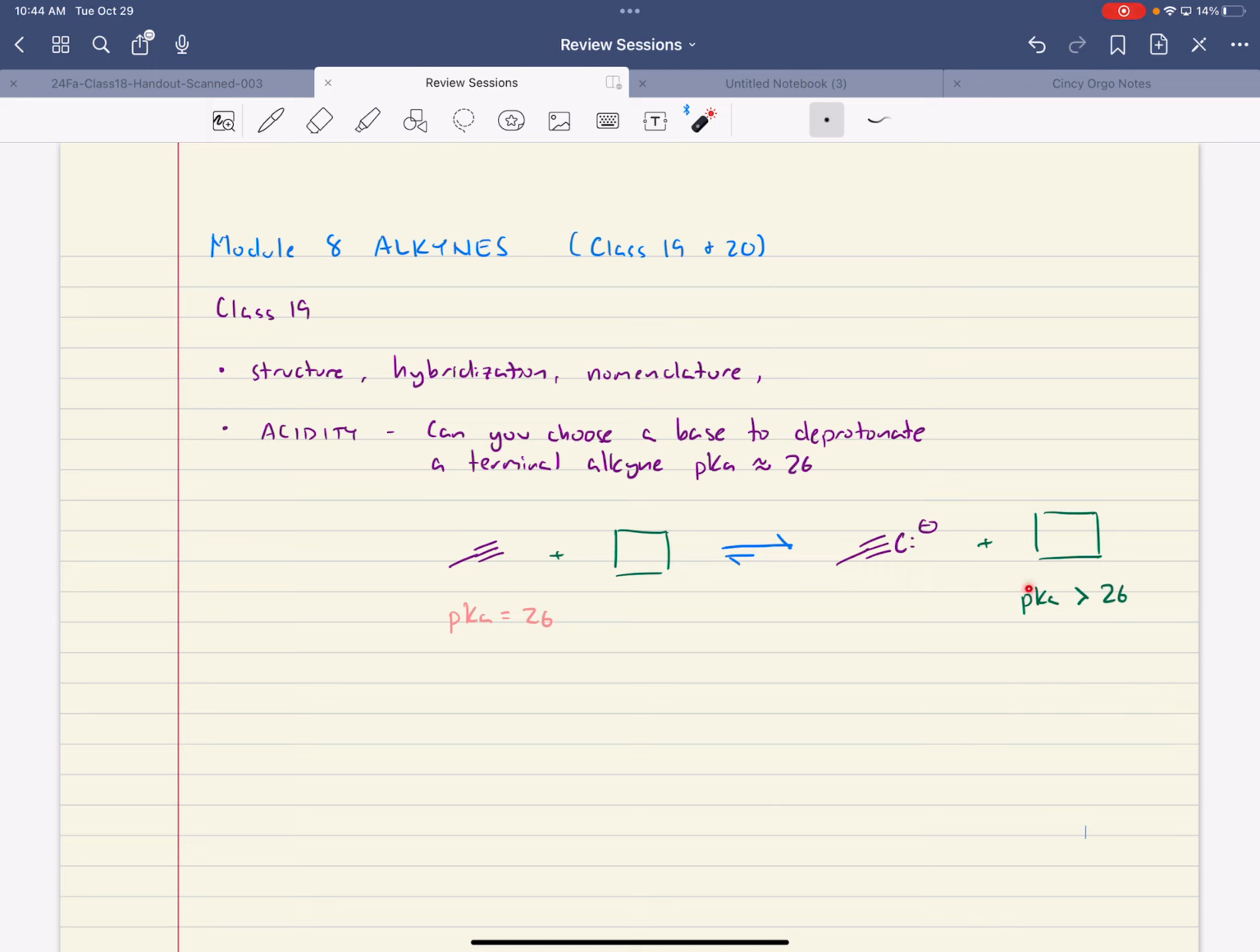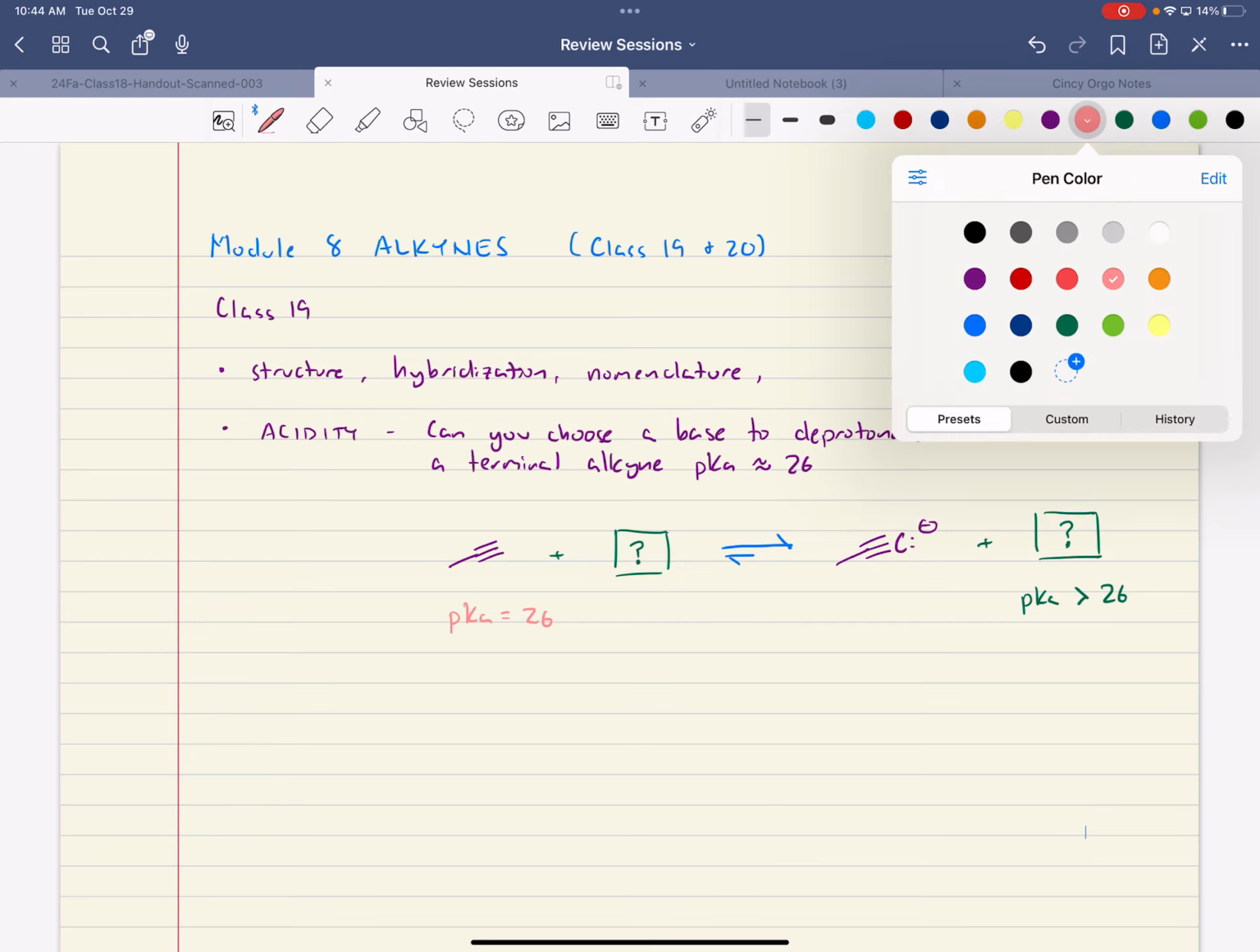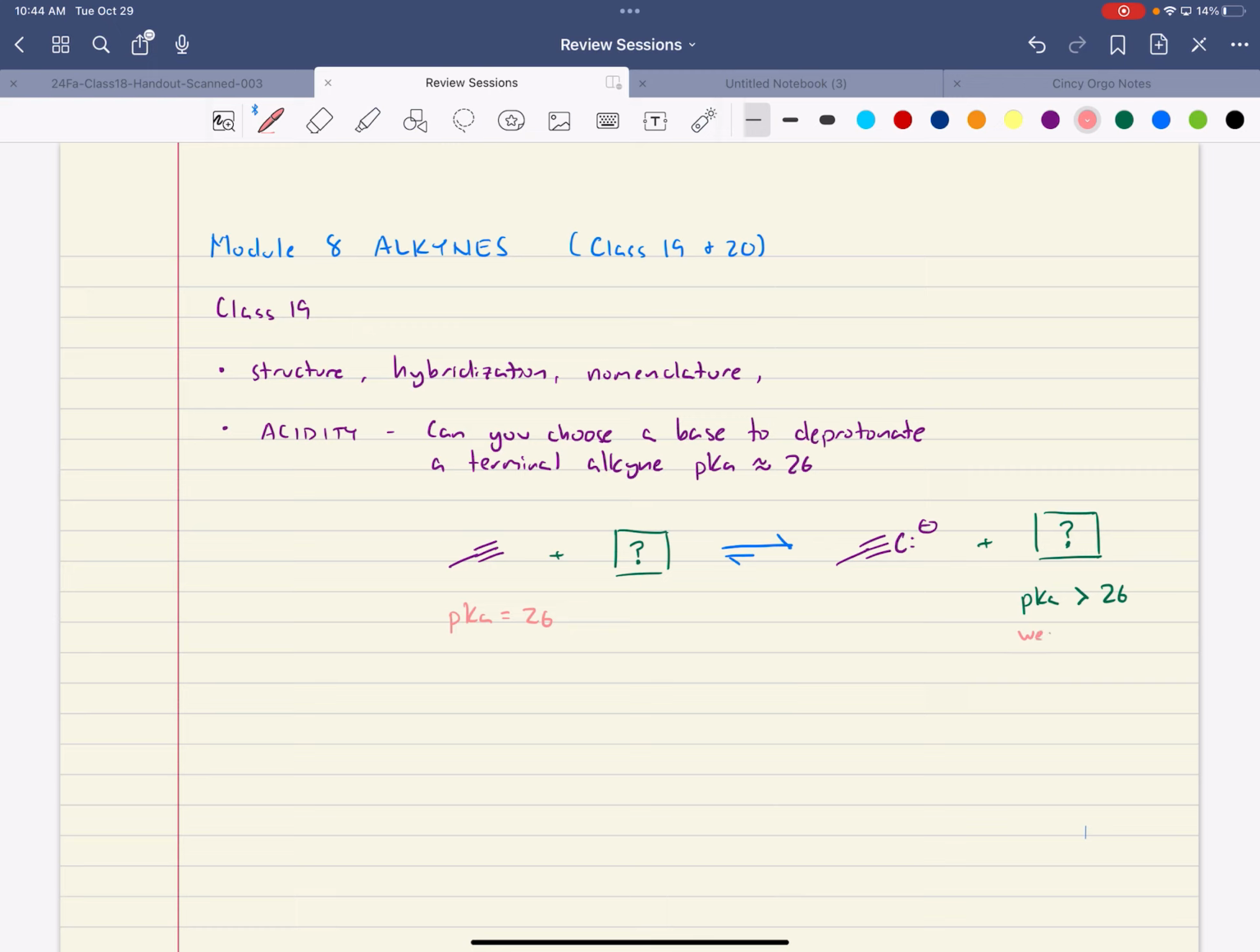So how do we get the arrow to favor the right? Well, this is now the weaker acid. And so you have to figure out what your acid is, what is its conjugate base, and draw that base here. So there are question marks here. What do you want to put there, such that you get a conjugate acid that has a higher pKa, because now we're going to determine that this is the weaker acid. Equilibrium favors the weaker acid.